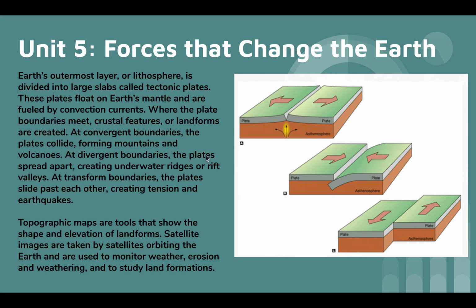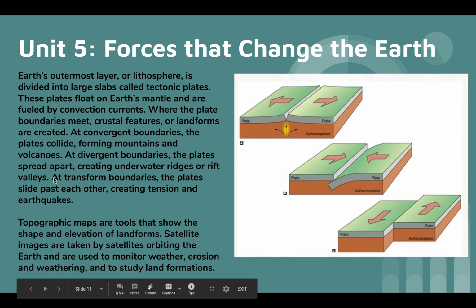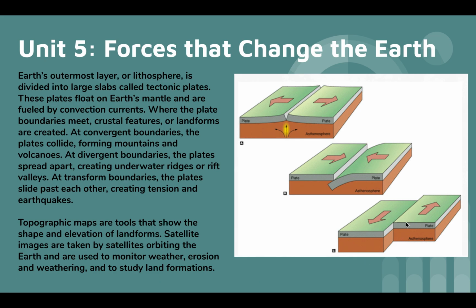At divergent boundaries, the plates spread apart. So here we can see the plates spreading apart. This creates underwater ridges, and on land it creates rift valleys. Remember, this is where we have sea floor spreading. So magma is going to come up and cool and create those really awesome ridges or underwater volcanoes. At transform boundaries, the plates slide past each other, creating tension and earthquakes.